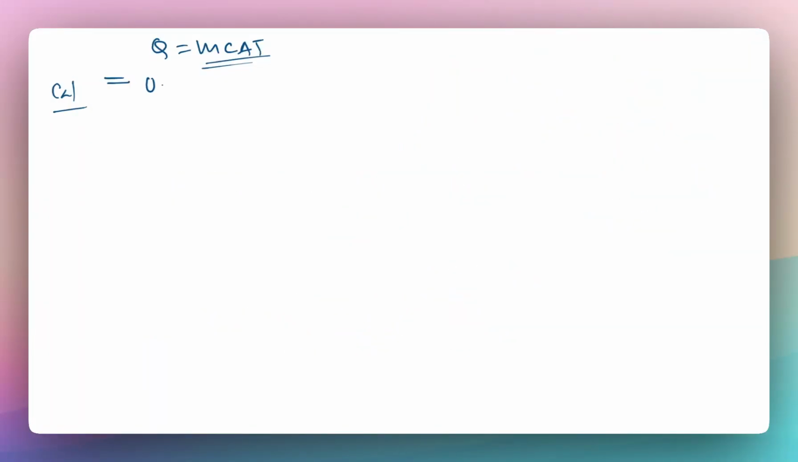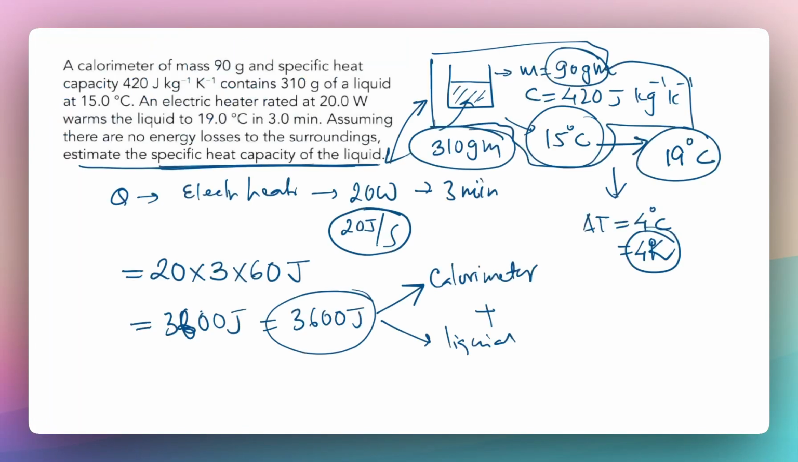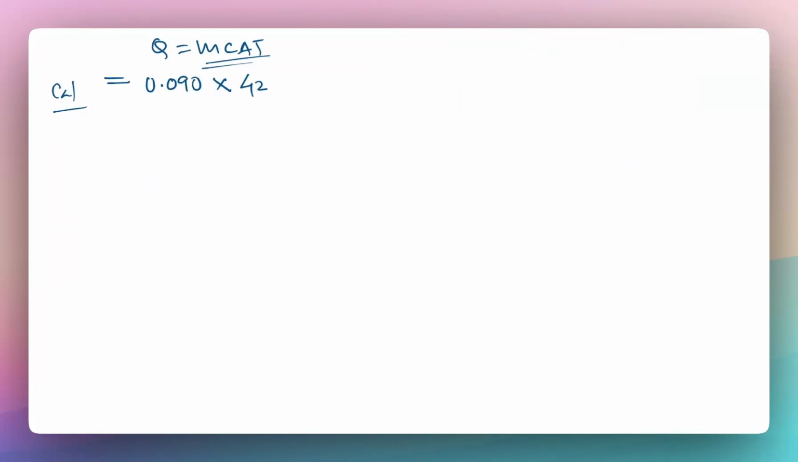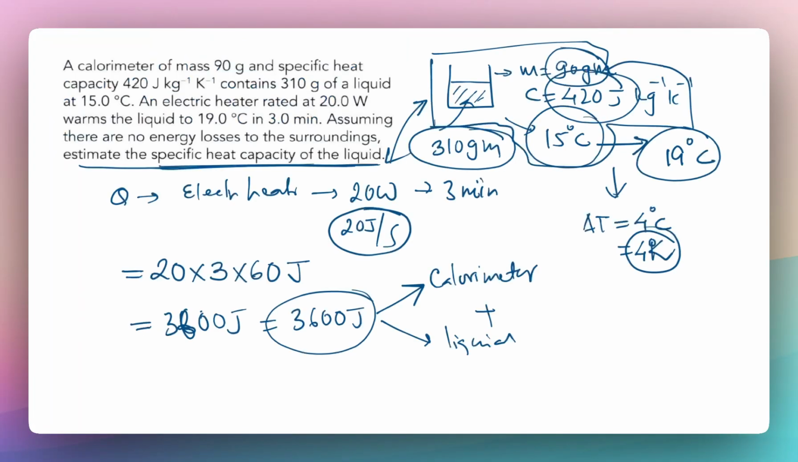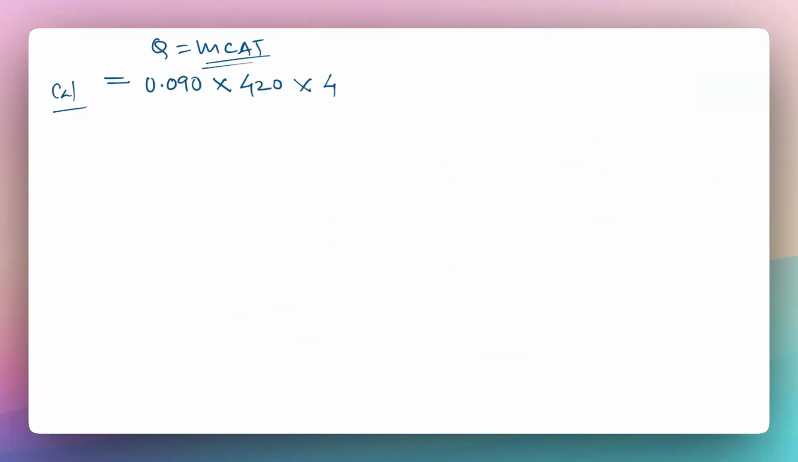So this is going to be 0.090 kilogram, into its specific heat capacity, which is 420 joules per kg per Kelvin, multiplied by the delta T. Delta T we have found to be 4 Kelvin, so this is going to be 4. So that much heat in joules the calorimeter itself will take, right? We can compute that, and that is going to be equal to 151.2 joules, or we can say 151 joules.